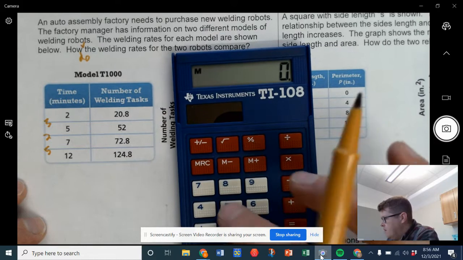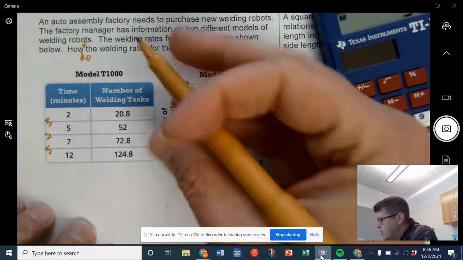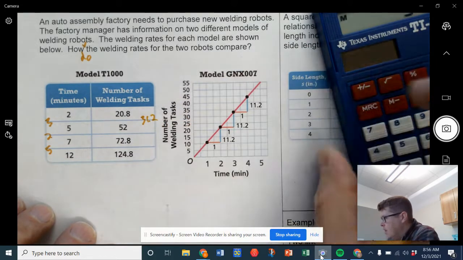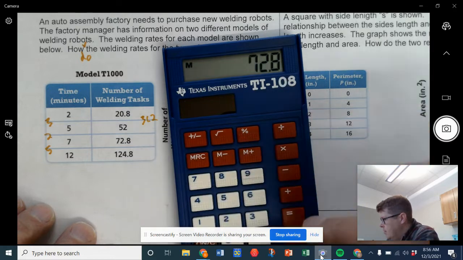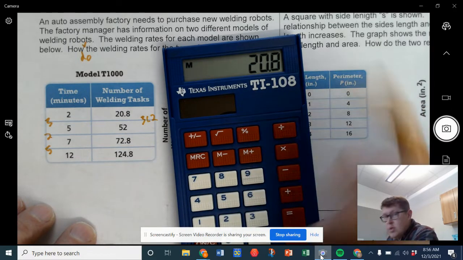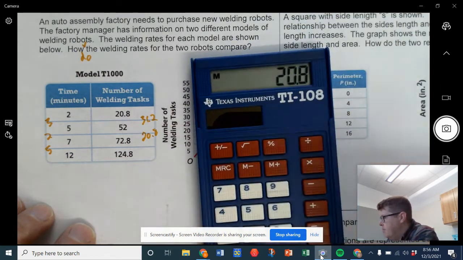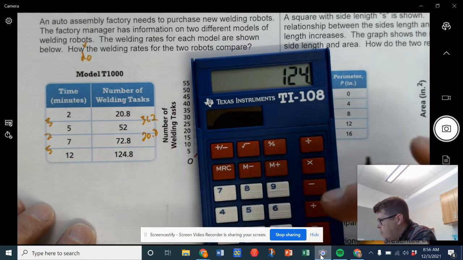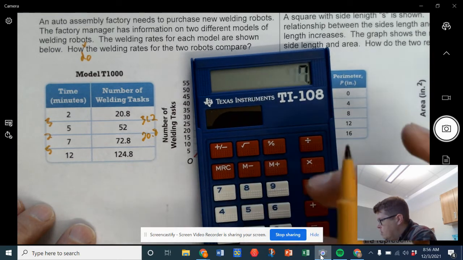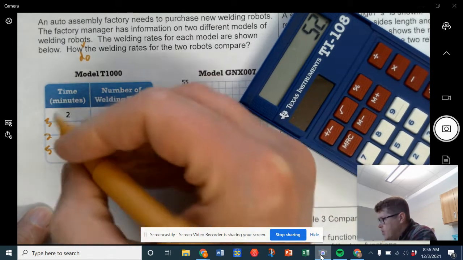Then we'll take that 52 and we'll subtract 20.8 to figure out the difference between them. We get 31.2, okay? And then 72.8 minus 52 gets us to 20.8. Oh man, see, it doesn't look like it has a constant rate of change. But one thing you've got to realize, 124.8 minus 72.8, 52, is that our X and Y values are changing each time.